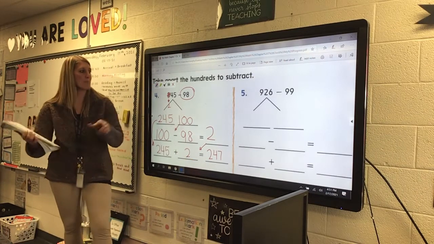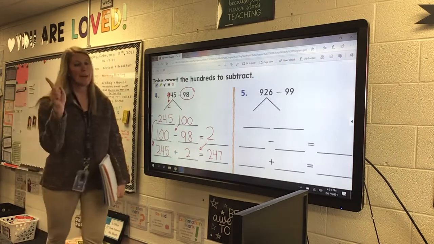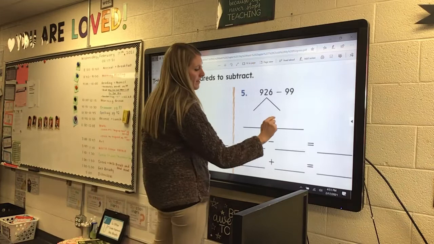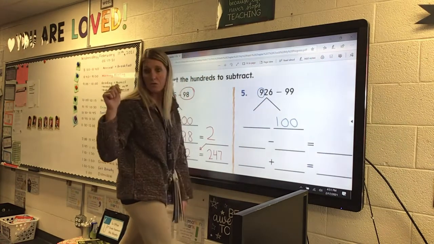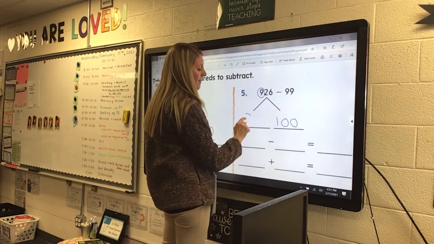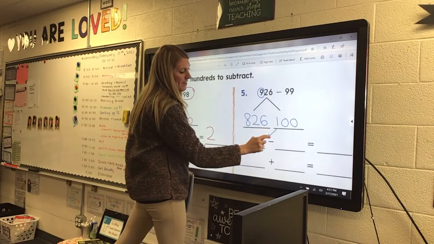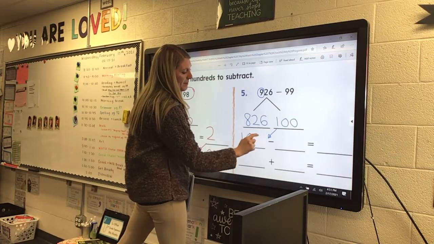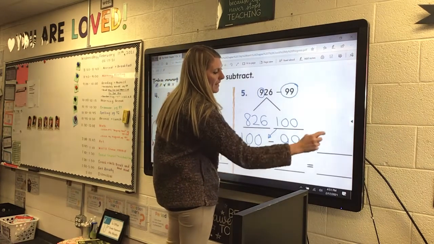All right, our next problem is 926, and I'm going to subtract 99. So my goal is I need to get one of these to 100. So I'm going to put this one to 100. If I have 926, and I get rid of 100, I have 826 left. Now I'm going to take this 100, and I'm going to subtract this 99. Well, that's easy. 100 minus 99, that's 1.